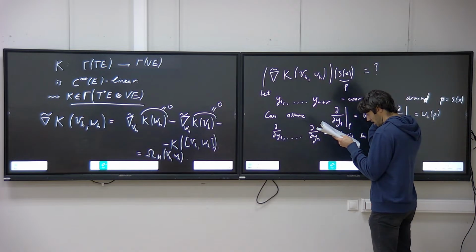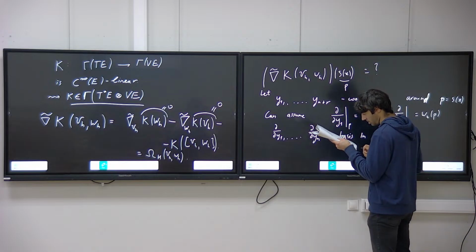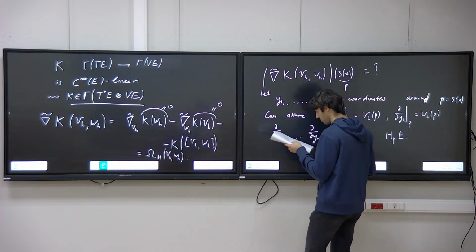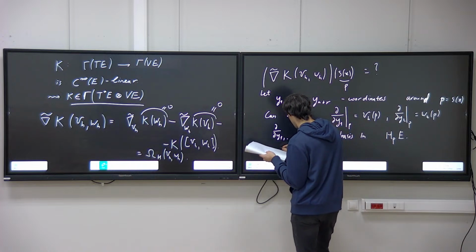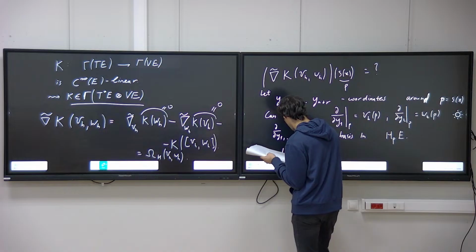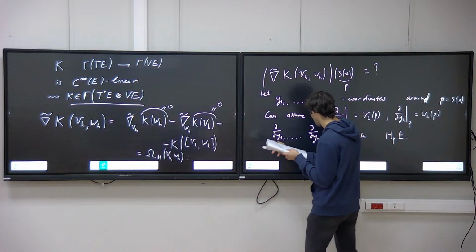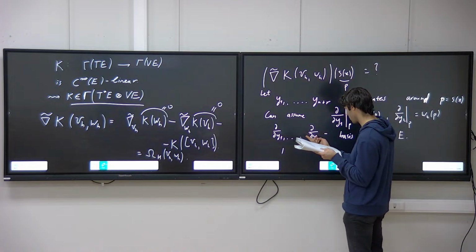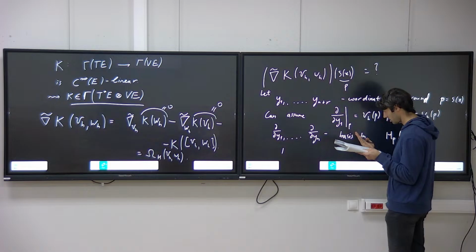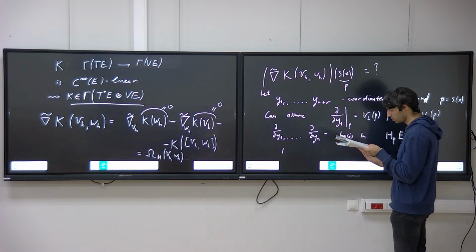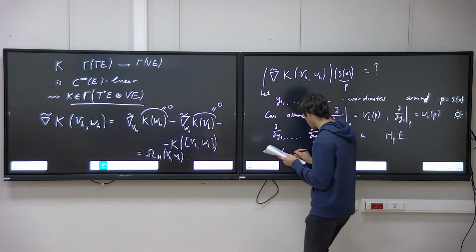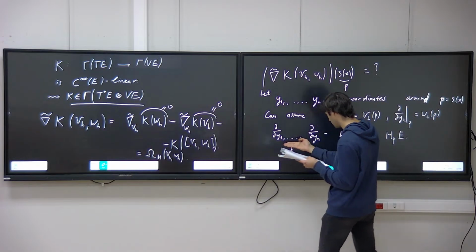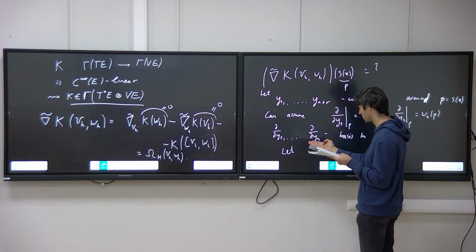Okay. And so, I know that these guys just commute, right? So therefore it gives me an integral distribution, right? So therefore there is this integral submanifold corresponding to these guys.